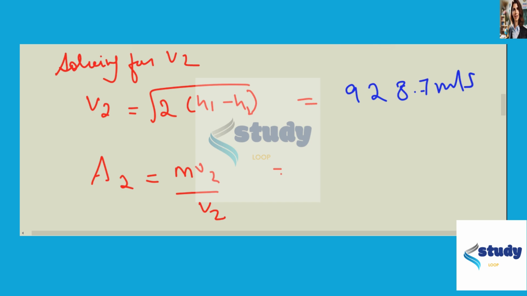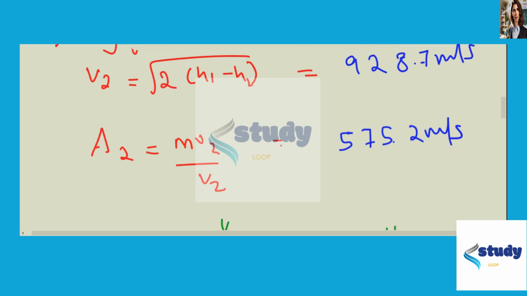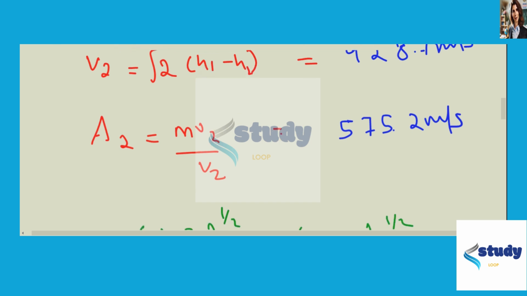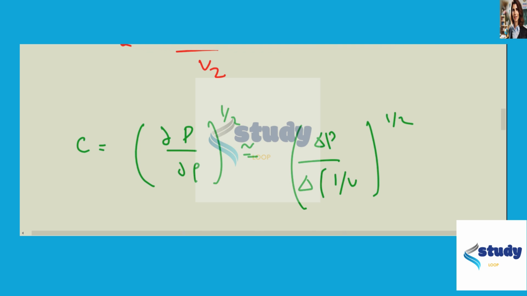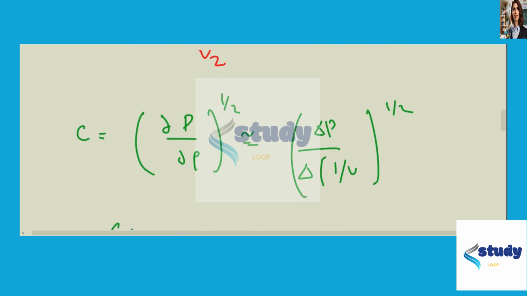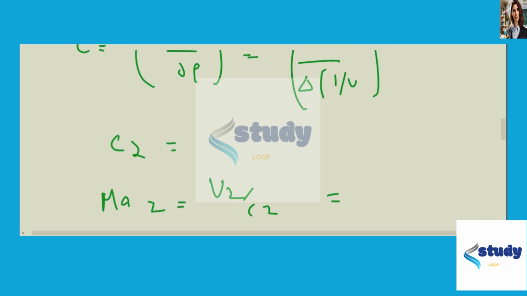Now, consider this the exit area. The exit area is m v2 upon V2, and that is 575.2 meter per second. In this case, the Mach number we are going to get here. So the C2 that we are going to get here is 575.2 meter per second. Hence, the Mach number is 1.6. I hope you understood.